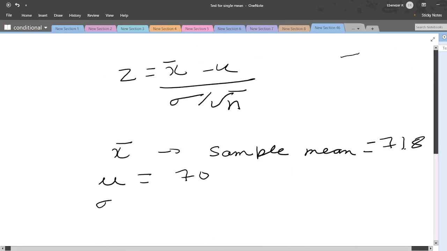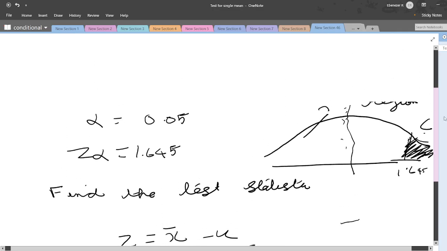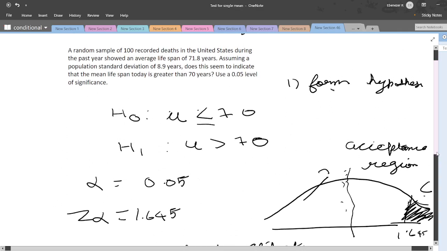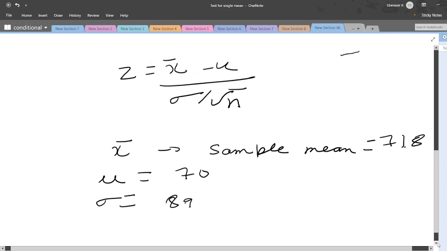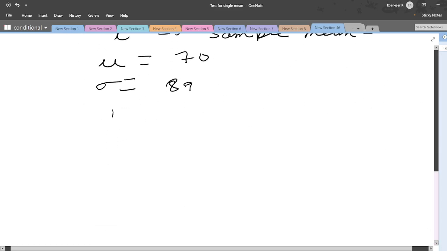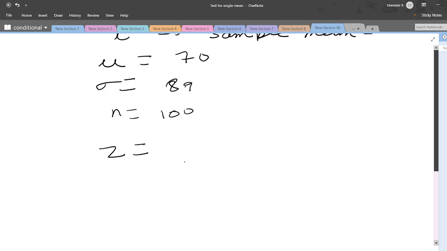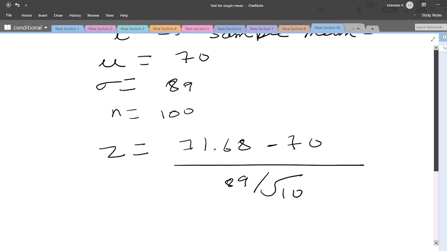Then we have sigma equal to 8.9. Sigma is nothing but the standard deviation, given here as 8.9 years. So I will calculate this value. n is the sample size, given as 100. So z is equal to 71.8 minus 70 by 8.9 by root 100. When you find this, the answer comes as 2.02.